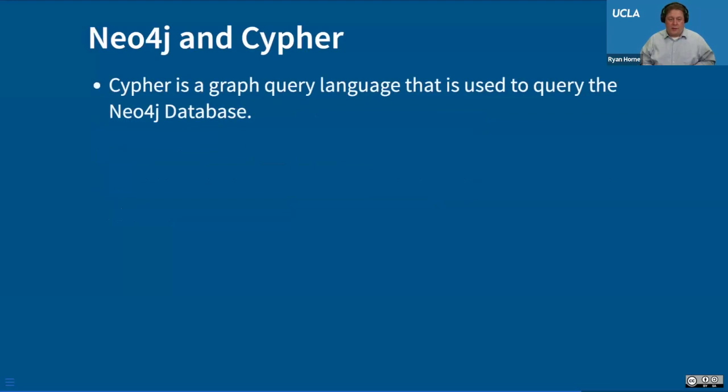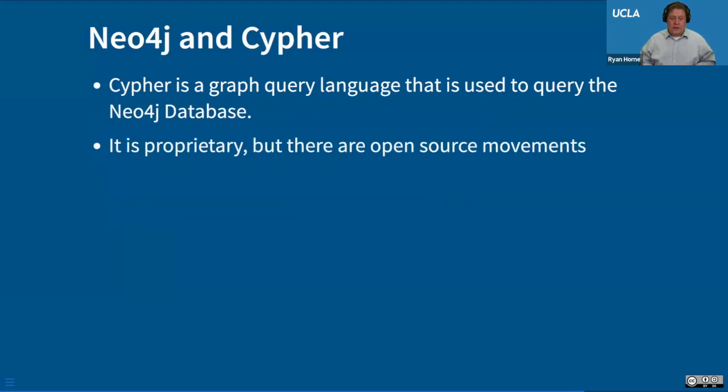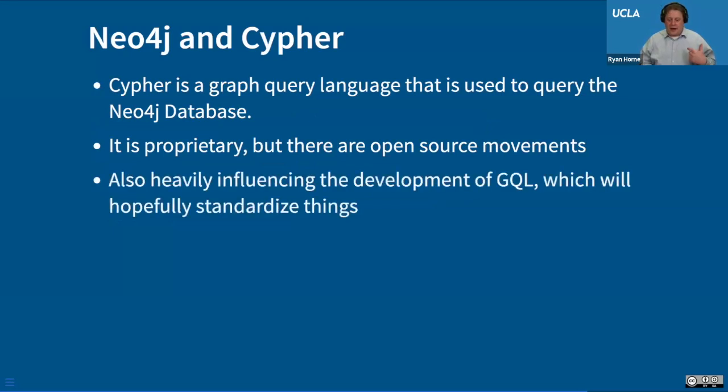Cypher is the query language here, and it's used to query the Neo4j database, to interact with it, to do things with it. It's proprietary. That means Neo4j controls it, but there are open source movements to make the Cypher query language more open source. And this language is really heavily influencing graph query language, or GQL. One of the preliminary releases just happened. So we're hopeful that this whole situation of no standard query language will start to gel around GQL, which is being really influenced by Cypher and some other query languages.